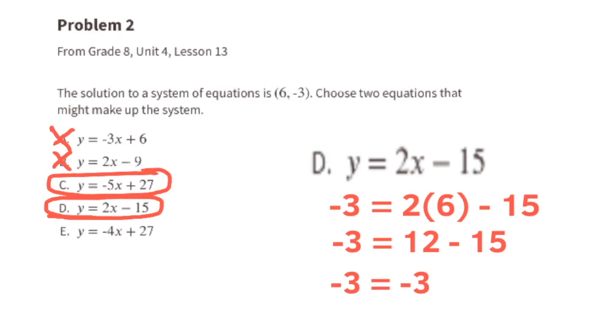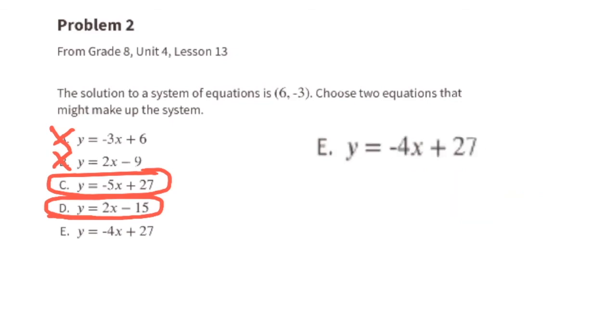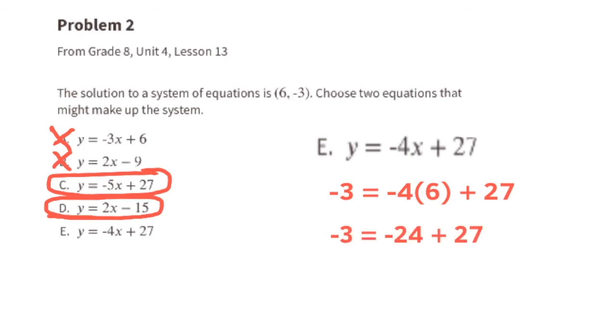Even though the instructions said choose two equations that might make up the system, and we've already found two equations that make up the system, let's go ahead and see if equation E also might make up the system or not. Substitute the x value with a 6 and the y value with a -3. Now the equation reads -3 equals -24 plus 27. -24 plus 27 equals +3. And since -3 does not equal +3, equation E does not make up the system.